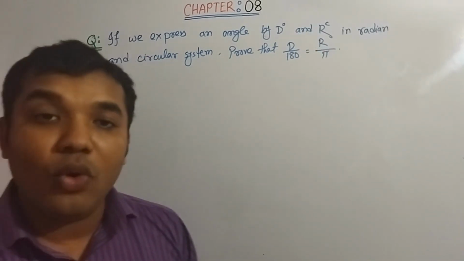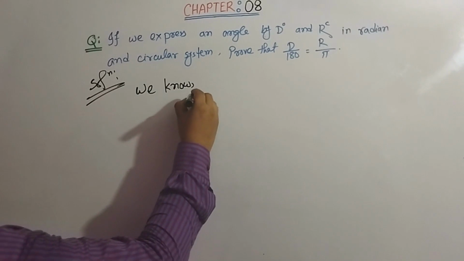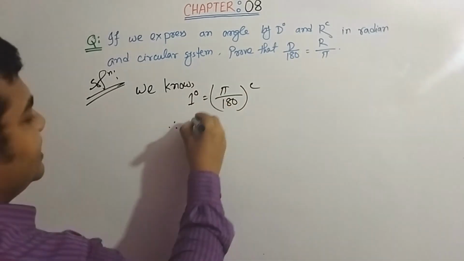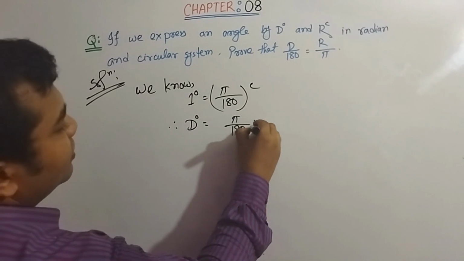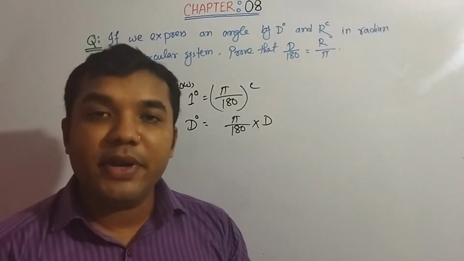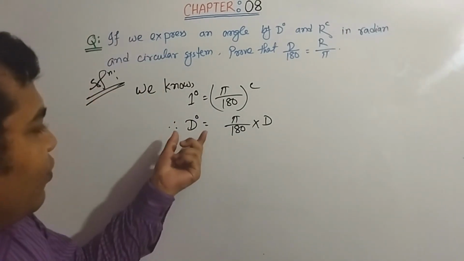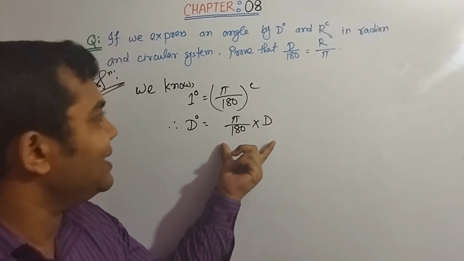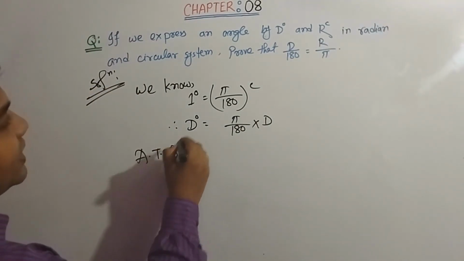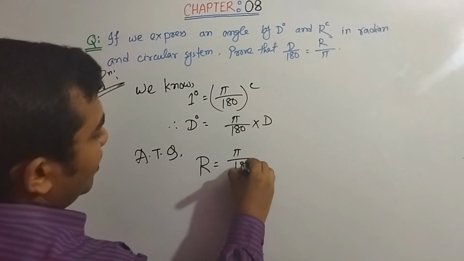So what relationship do we know between degree and radian? Exactly, we know 1 degree equals pi over 180 radian. So what will d degree be? It should be pi over 180 into d. So my dear students, the question says the angle has been expressed in two ways. One is d degree, and that d degree equals r radian. That means we have found d degree is this. According to the question, this angle in radian is r. So d degree and r radian are the same thing. So r radian equals pi by 180 into d.